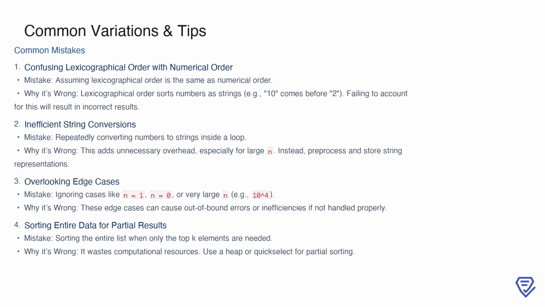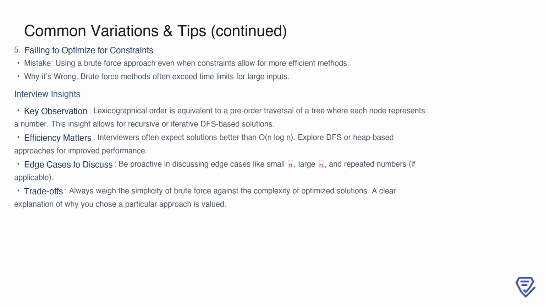Finally, be cautious about sorting the entire dataset when you're only looking for partial results, such as the top k elements. Using a full sort wastes computational resources. Instead, opt for a more efficient method like a heap or quick select for partial sorting to save time and memory. Another mistake to avoid is failing to optimize for constraints.